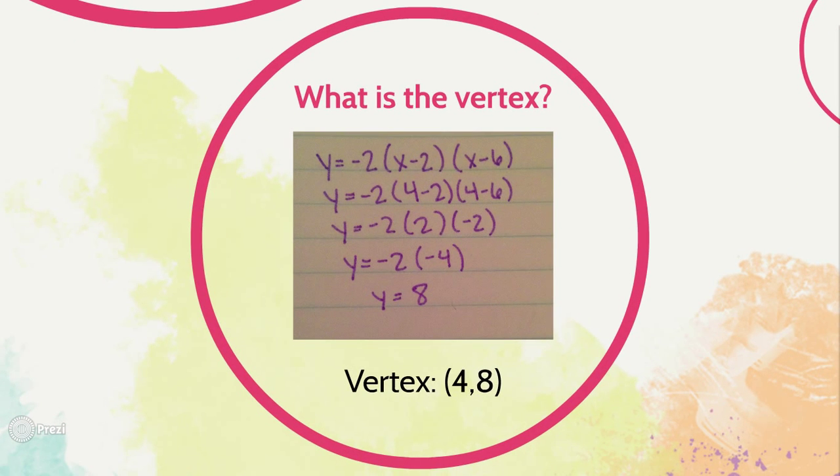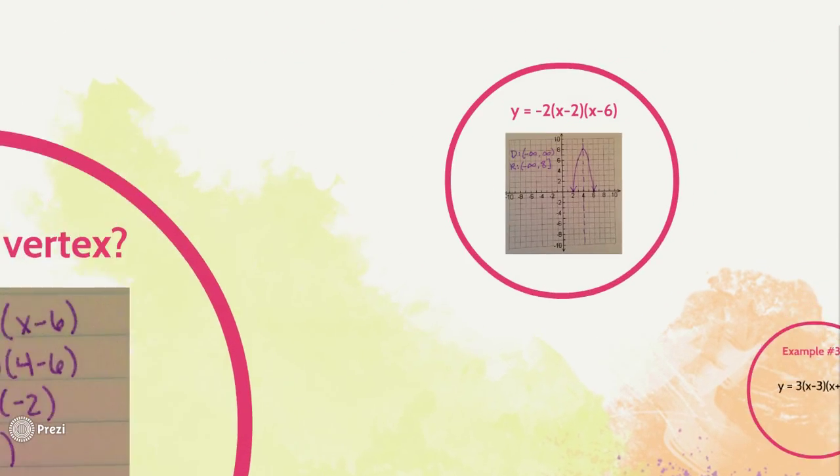And the vertex here: first you take the axis of symmetry value, which is 4, and the axis of symmetry is 4 because your two roots are 2 and 6, and 4 is in the middle of that. So you plug in 4, you get negative 2 times 4 minus 2 times 4 minus 6, then negative 2 times negative 2, then negative 2 times negative 4, and you get 8. So your vertex would be 4 and 8.